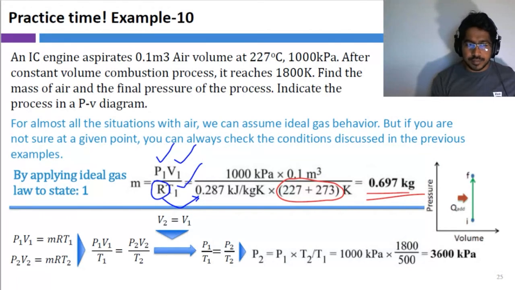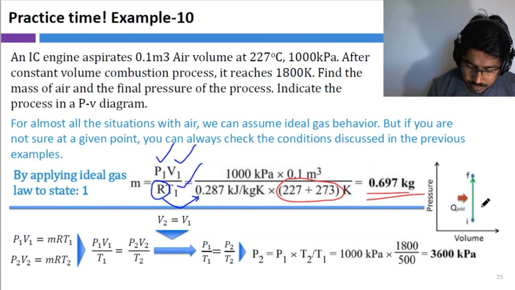Anybody having doubts? Anybody who's clear? Or anybody who does not understand what's going on, because we entered into this new question, right? That's what happened. So now it says after a constant volume combustion process it reaches 800 Kelvin.